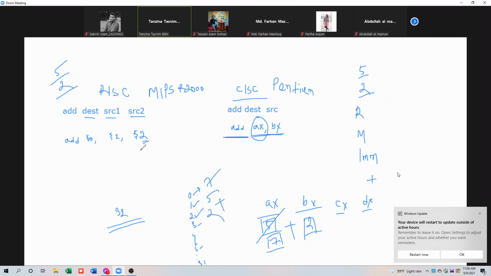So these are the differences between these two instructions of CISC processor and RISC processor. In CISC processor, the names of the registers will be given, right? AX, that is accumulator register, BX, base register. But in RISC processor's instruction, the address of the register will be given. Clear?